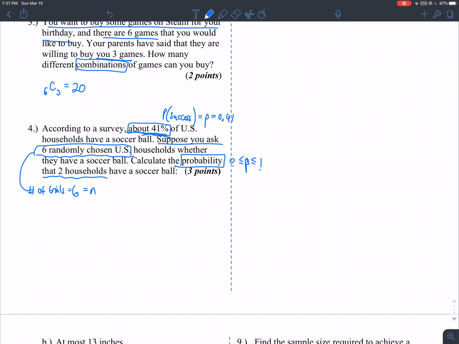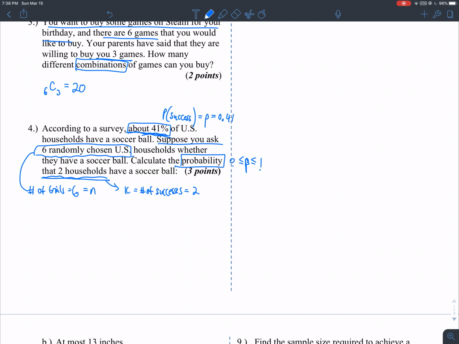Okay, and then it says, calculate the probability that 2 households have a soccer ball. Well, this would be what we call K, which is a number of successes. The question is asking for a particular number of successes, which is 2. So I know the number of trials in advance. The probability of success is given to me. I know that people are independent, and the probability of success doesn't change on each trial. I'm just assuming it's the same.